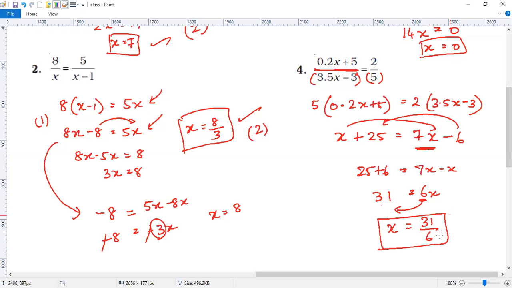Even you can write it as an improper fraction. This is an improper fraction. If you want, you can write it as a mixed fraction. Okay. This question carries 2 marks for solving for x.